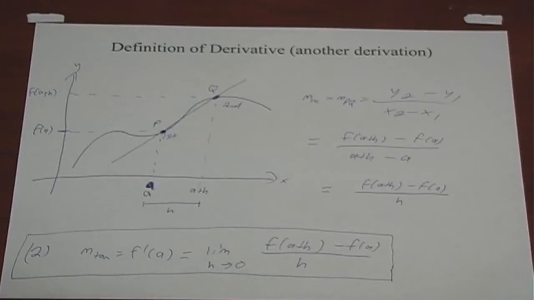If you use the first formula and you get the slope is 5, when you use this formula, you're going to get the slope is 5. If you use this formula and you get that the limit does not exist, then the slope is going to not exist when you use the other formula. So they're basically equivalent formulas.